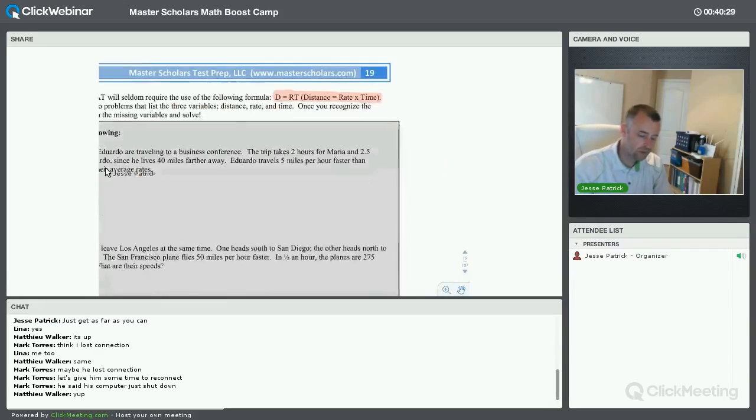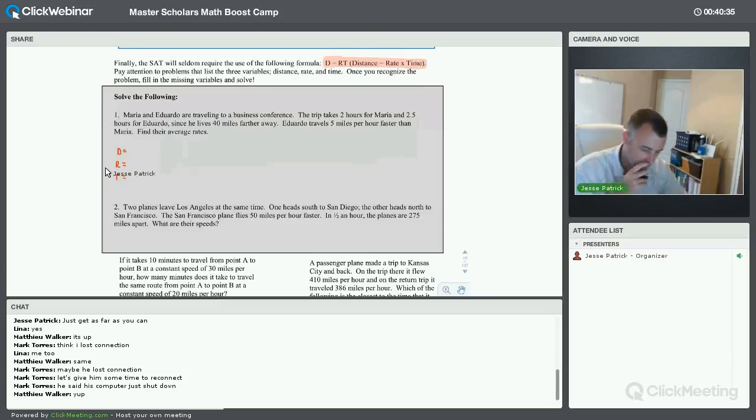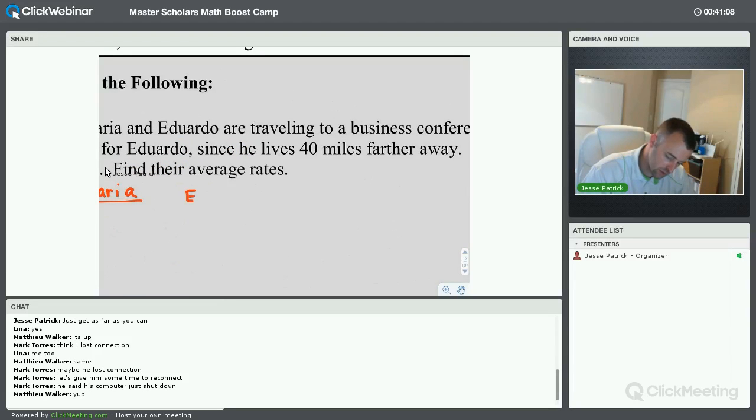I have a couple word problems. That's typically what you're going to see anyway. I kind of at least want to show you what this would look like in a word problem format. So this first one, and both of them actually, they're what I call dual distance, rates, and time questions. This one has Maria and Eduardo. They're traveling to a business conference. So they're going to talk about Maria and her trip and Eduardo and his trip. So that means we're going to have two sets of distances, rates, and times. So as I write this, I'm going to label this first one Maria. And when they start talking about Eduardo, I'm going to mention his as well.